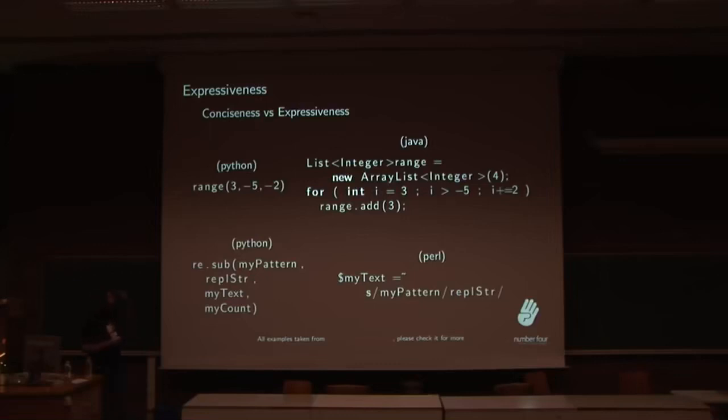So for instance, if you look at the first example, Python against Java, clearly Python is more concise, but it also brings you more expressiveness because you just say I want a range going from 3 to -5 by a step of -2, which makes sense. If you look at the Java version, you can figure out what it means, but it's going to take a while.